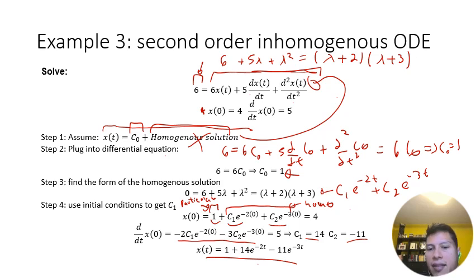Yeah, so that's basically it. The only thing that changes now is that before we plug in our initial conditions and find our homogeneous solution, we need to figure out what this C0 is. So that's in general the way we're going to solve these differential equations.